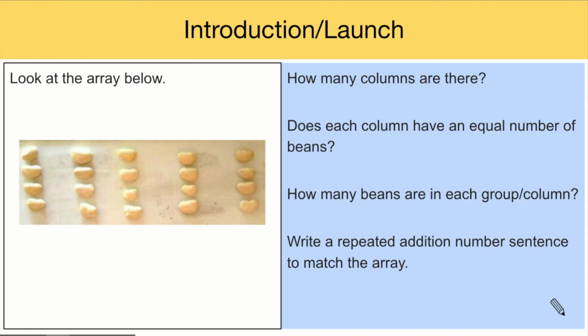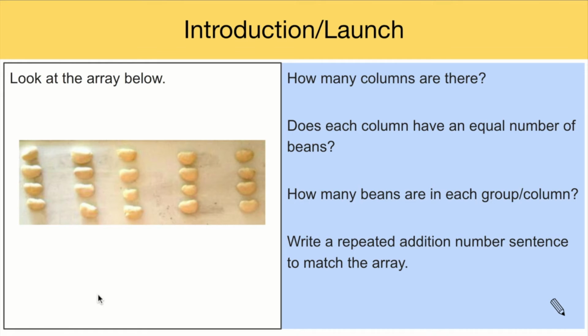Let's look at another problem from today's lesson. This one says, look at the array below. How many columns are there? Does each column have an equal number of beans? How many beans are in each group or column? Write a repeated addition number sentence to match the array.